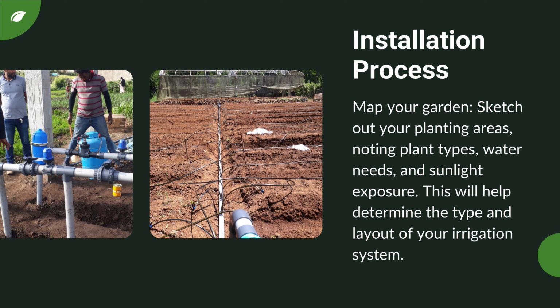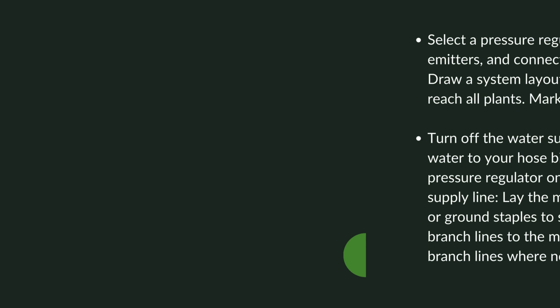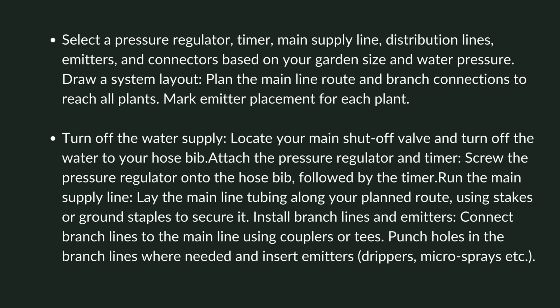The installation process. Map your garden, adding your planting areas, noting plant types, water needs, and sunlight exposure. This will help determine the type and layout of your irrigation system. Select a pressure regulator, timer, main supply line, distribution lines, emitters, and connectors based on your garden size and water pressure. Draw a system layout. Plan the main line route and branch connections to reach all plants, or mark emitter placement for each plant.